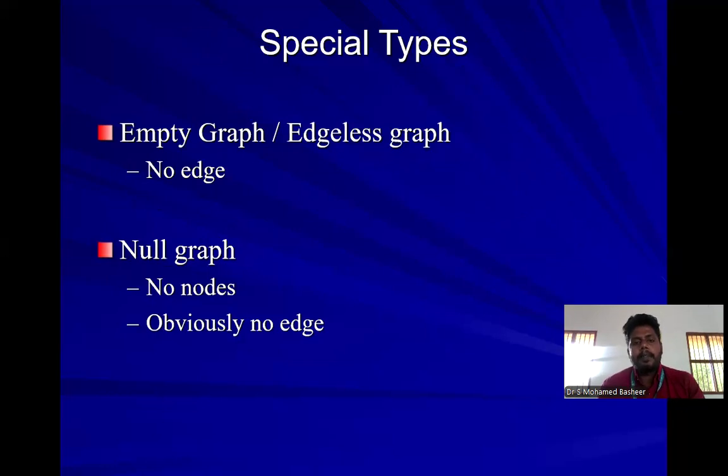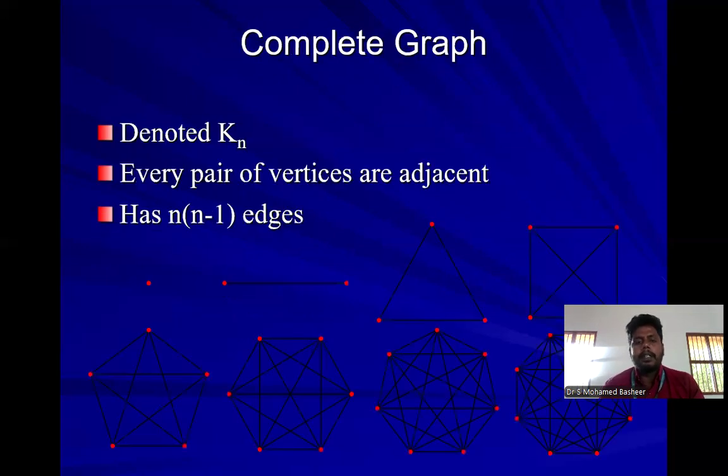Special types. There are many special types of graphs. One is the empty graph or edgeless graph, which has no edges. That is called an empty graph. Null graph means no nodes and, obviously, no edges. That is called a null graph.